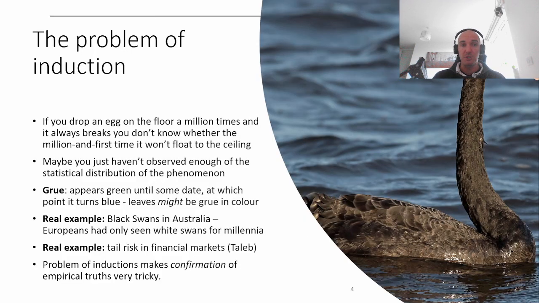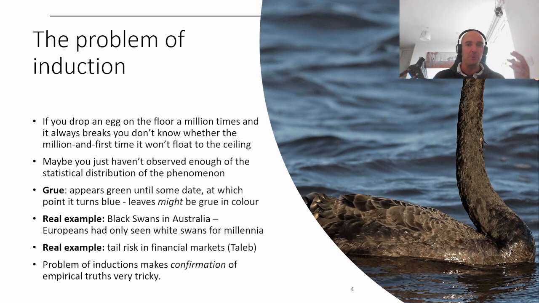What is this problem of induction that I keep referring to? Let's start with a very pure statement of it, but kind of a silly one. If you drop an egg on the floor 1,000,000 times, every time you drop it, it breaks. You still don't know for certain that the 1,000,000th and first time you drop that egg on the floor, it won't float to the ceiling. It might just be the case that we haven't observed the full probability distribution, the full statistical distribution of the phenomena in question, which is what happens to eggs when you drop them from some height.